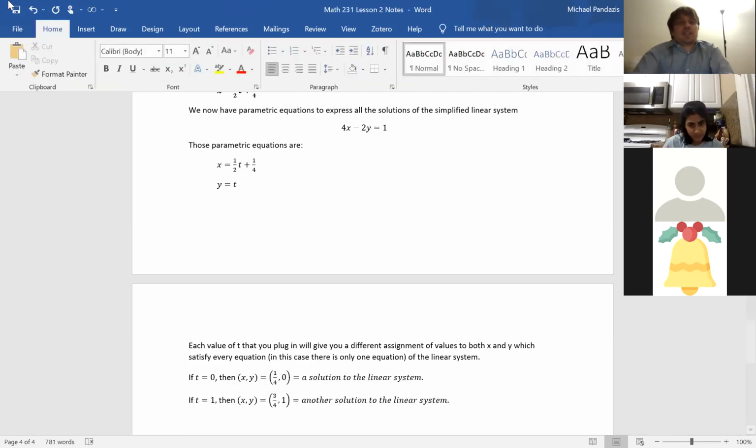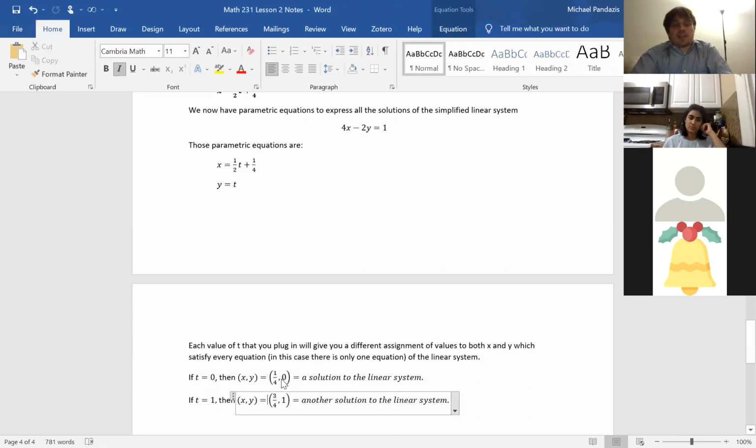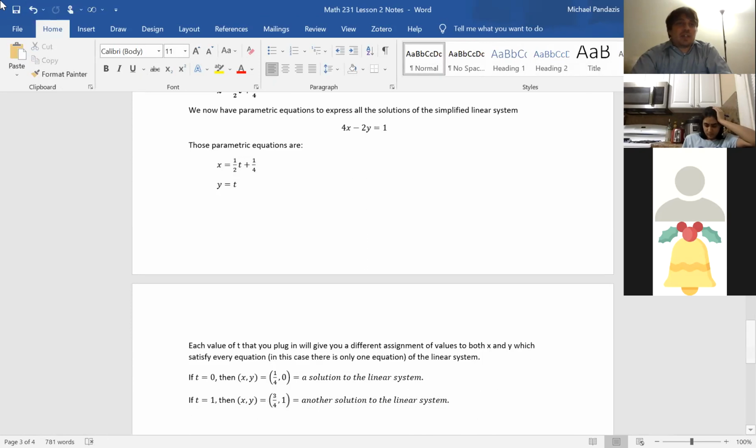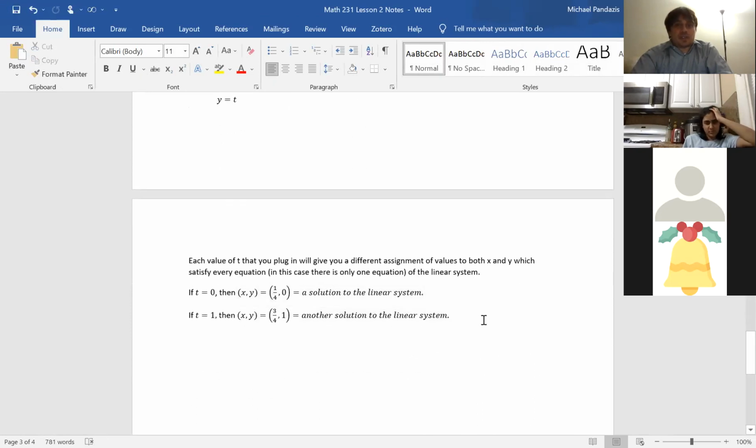Okay, and so for each value of t, there's correspondingly an ordered pair of values of x and y. You have the ordered pair of two values, which is an assignment to the values x and y, which is another solution to the linear system. Okay.